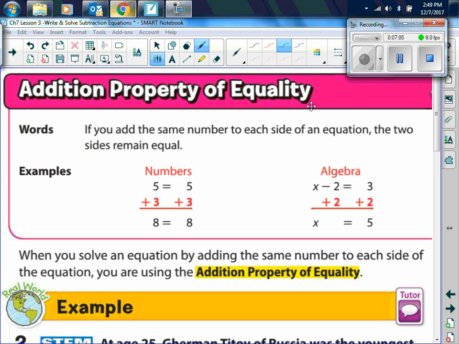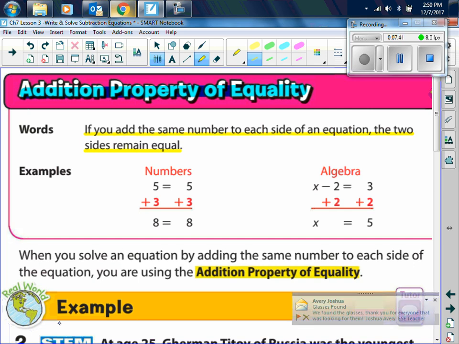All right. So that, what we've been working with, is the addition property of equality. Please make sure you write down your heading and you write down that rule. It says if you add the same number to each side of an equation, the two sides will remain equal. So numerically, for example, if I have 5 equals 5, and I add 3 to both sides of the equal sign, I'm going to end up with 8 equals 8. They're still equal.